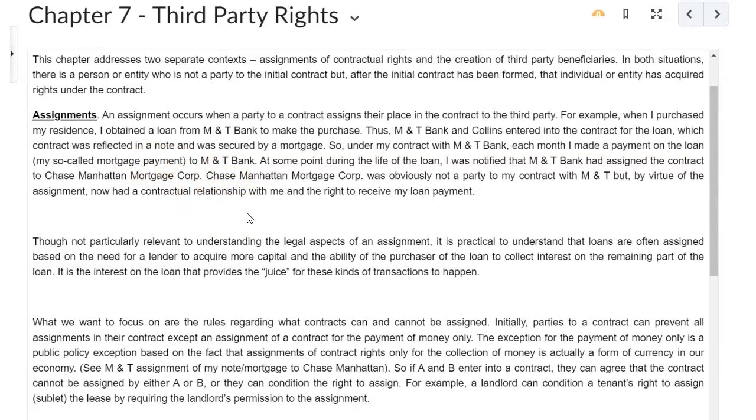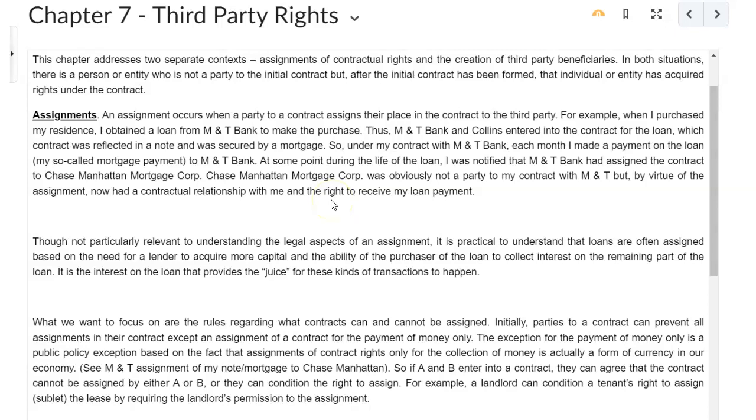At some point during the life of the loan, M&T Bank notified me that it had assigned the contract to a third party, Chase Manhattan Mortgage Corporation. And as I know, Chase Manhattan Mortgage Corporation was obviously not a party to my contract, but by virtue of the assignment, it now had a contractual relationship with me and I with it. And Chase Manhattan had secured the right to receive my loan payment each month.